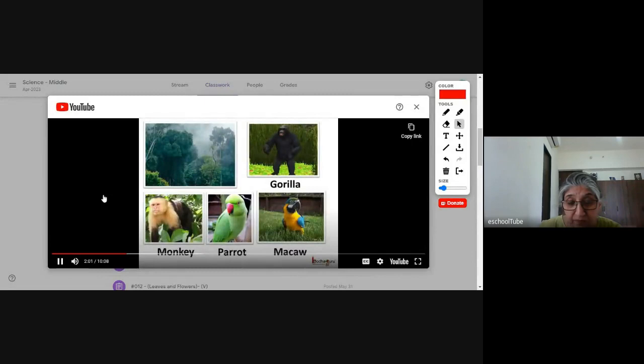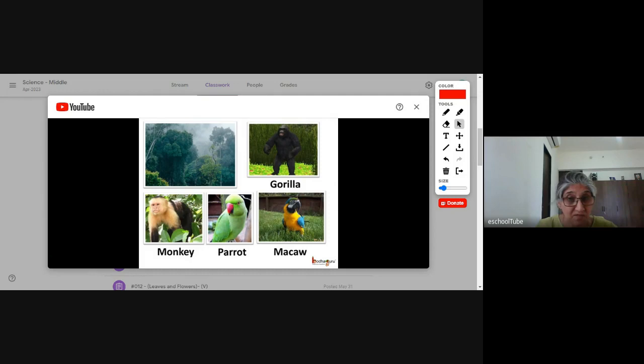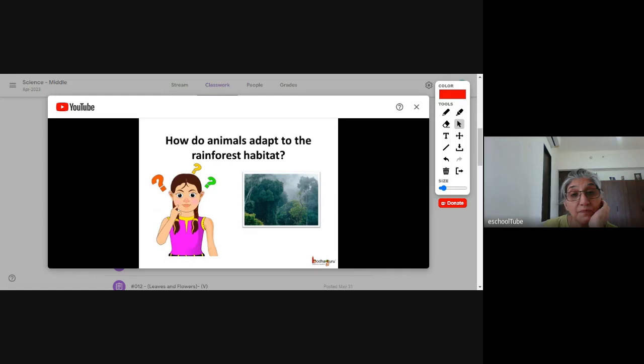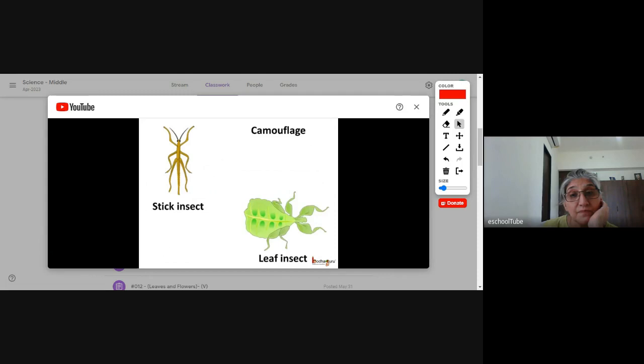A variety of animals are found there, like the monkey, gorilla, tiger, jaguar, and many colorful birds too, like the macaw, parrot, etc. Now the question is, how do animals adapt to the rainforest habitat? As the climate is hot and wet throughout the year, lots of animals live in the rainforest. So the danger and the competition for food is high.